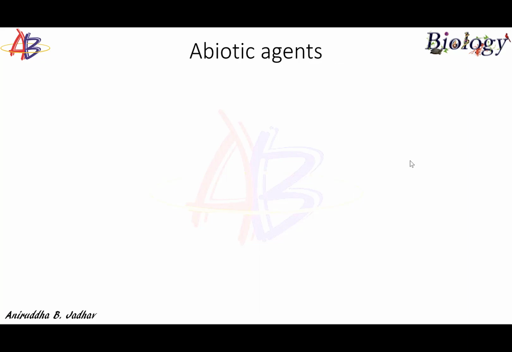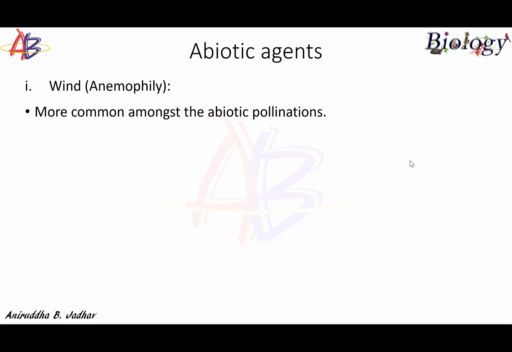First, let us start with the abiotic factors or abiotic agents. The first abiotic agent is wind. The plants which use wind as a pollinating agent are termed anemophilous plants, and the condition is called anemophily. It is the most primitive or simple type, and it is more common among abiotic pollinations. Among plants using abiotic agents for pollination, wind is more common than the others.